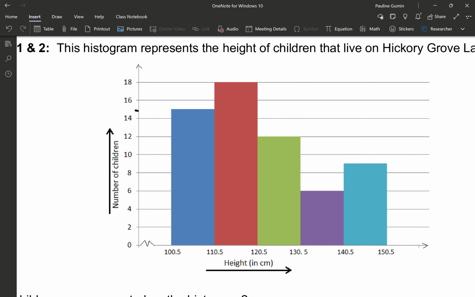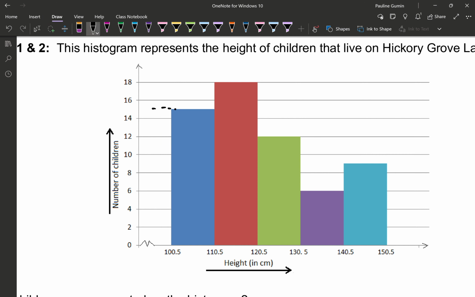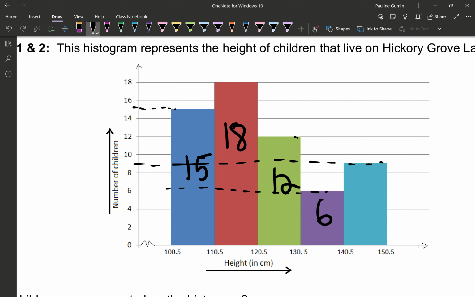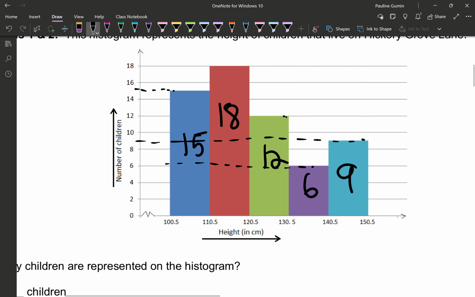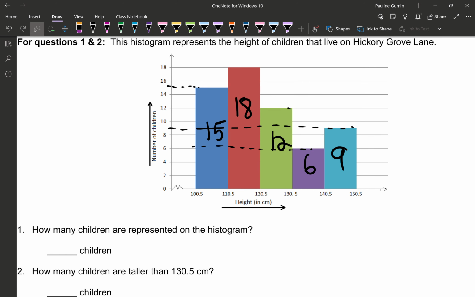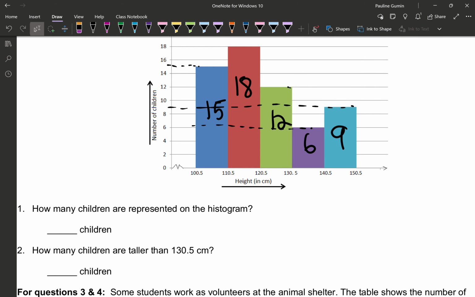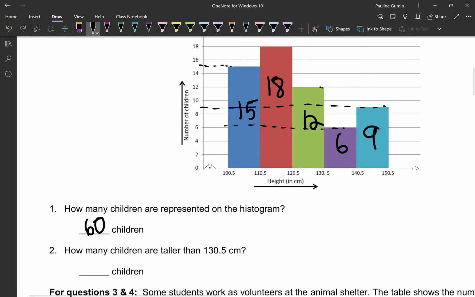This first one, let's see how tall it is. It is 15 tall. The second one is 18. This one is 12. This purple one is 6. And this last one is 9. All right. 15 plus 18 plus 12 plus 6 plus 9 gives us 60 for 60 children.